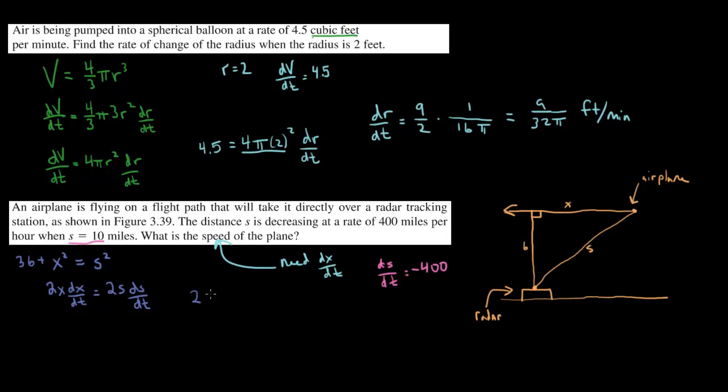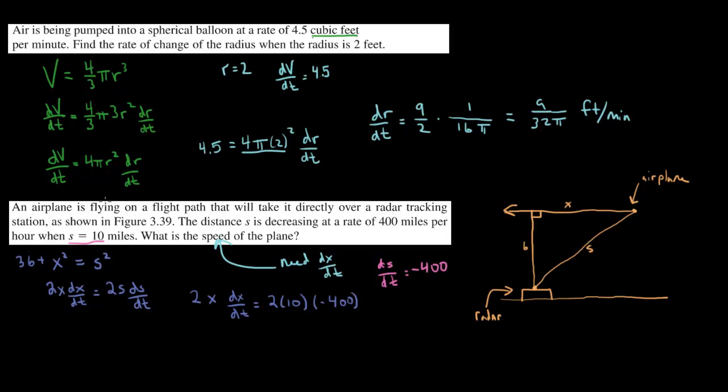So we know there's a 2 times x. We're solving for dx/dt. We know that we have 2 on the right-hand side. We know that s is 10. And we know that ds/dt is negative 400. I've substituted in for everything I know currently, but look what happened. There's still 2 unknowns. I'm solving for dx/dt, but I don't know what x is.